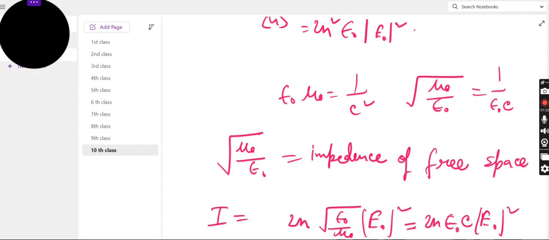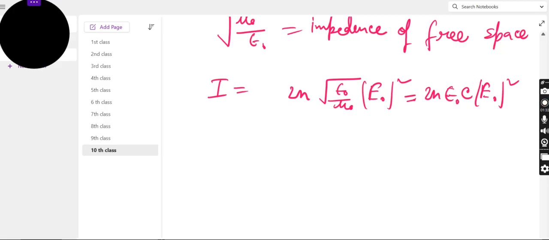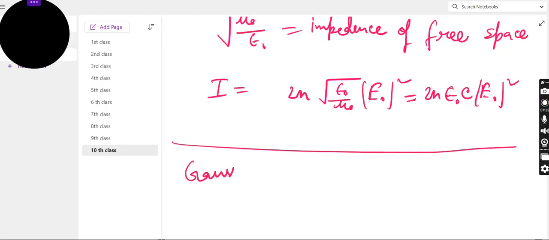So there are some boundary conditions, but those are not important. Lastly, I just want to mention the Gaussian system.